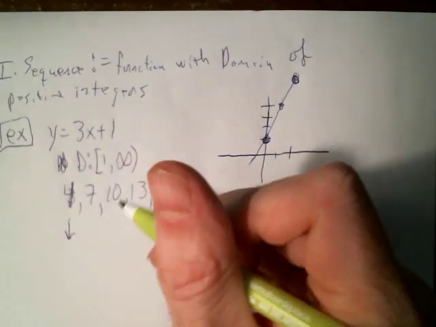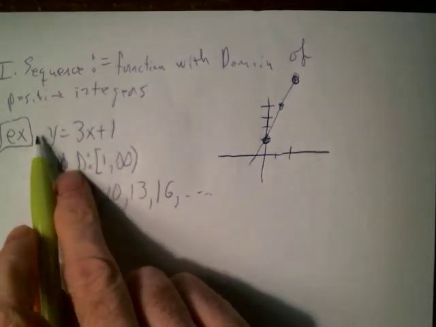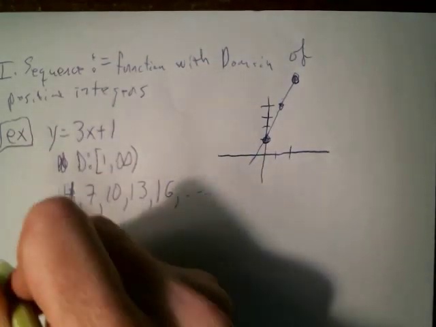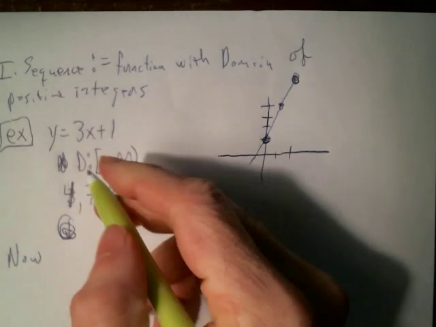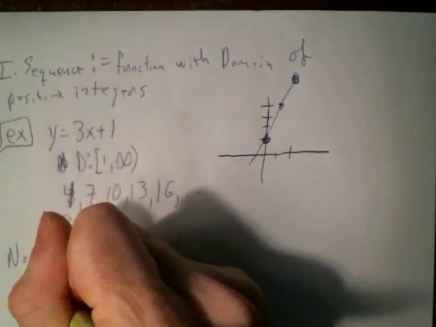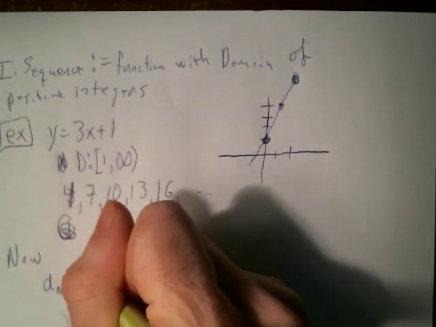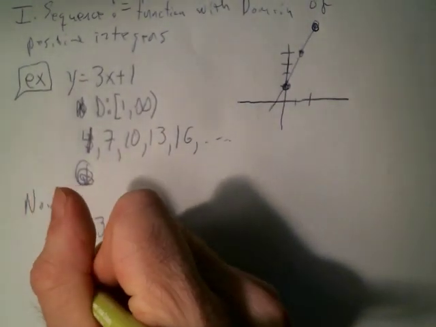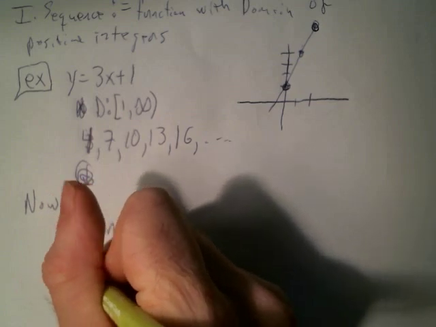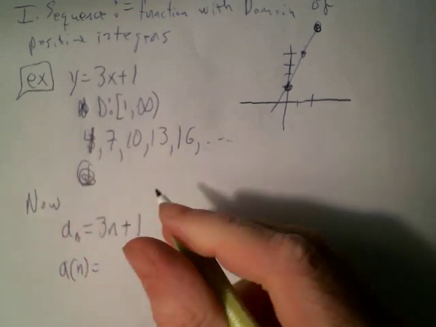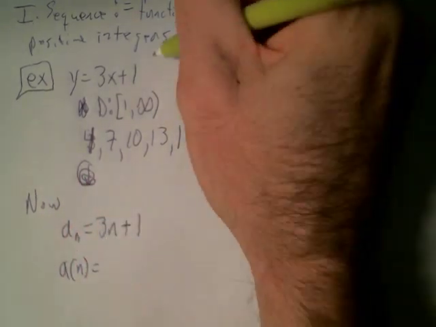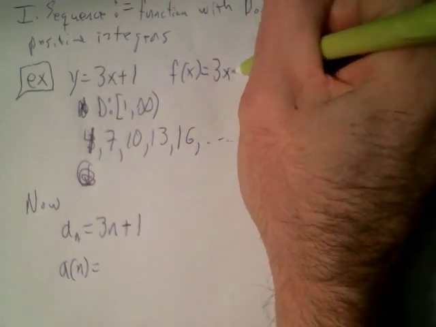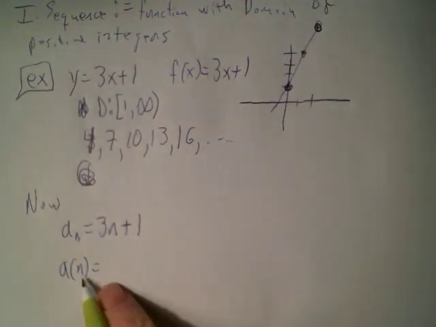We'll give them names. So in general, we're no longer going to use y's and x's. Instead of using y's and x's, what we're going to do is rewrite something like this as a sub n equals 3n plus 1, where you can think of this as a of n. So the function, instead of f of x, so maybe before this would have been f of x equals 3x plus 1. Instead of x, we're using n's.